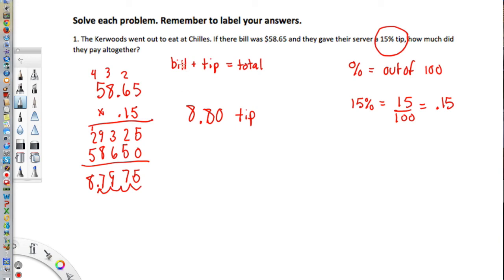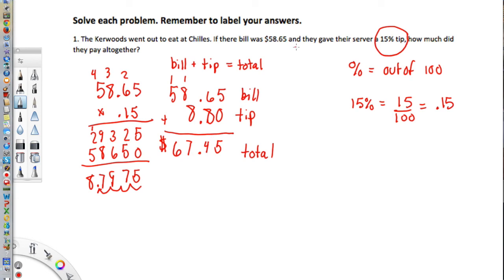But we have to add that to the bill. The bill was $58.65. That's the cost of the bill. And my grand total is, when I add these two up, the bill and the tip, 5 and 0 is 5, 6 and 8 is 14, carry the 1. 8 and 8, 16, plus 1 is 17, carry the 1. So my total bill is going to be $67.45. Ouch, at least for me.